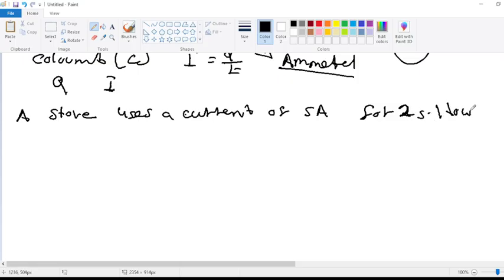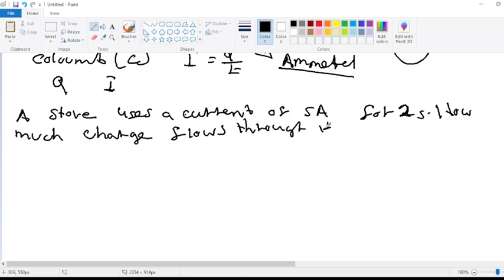How much charge? How much charge flows through it?